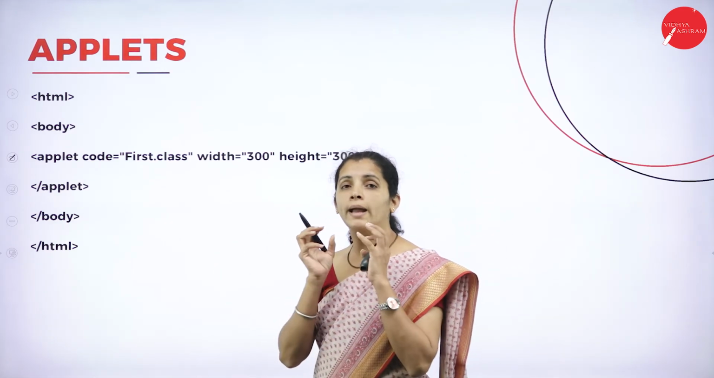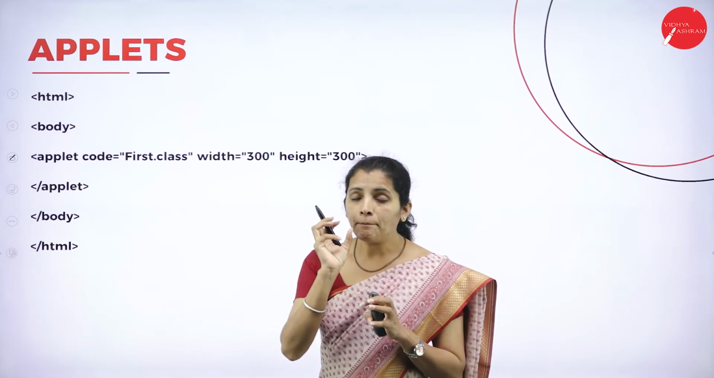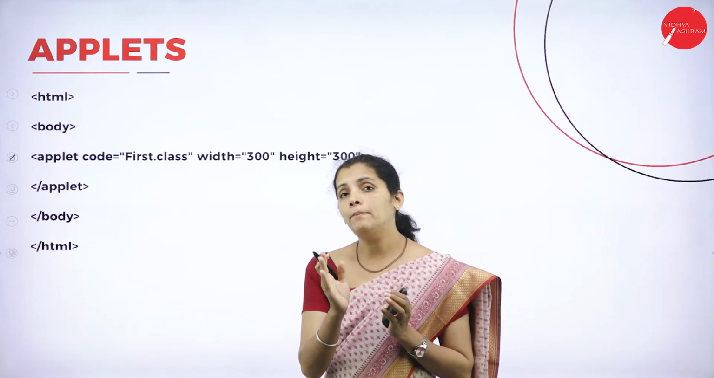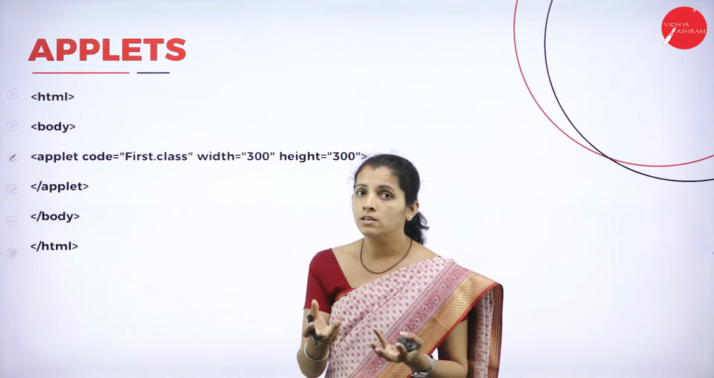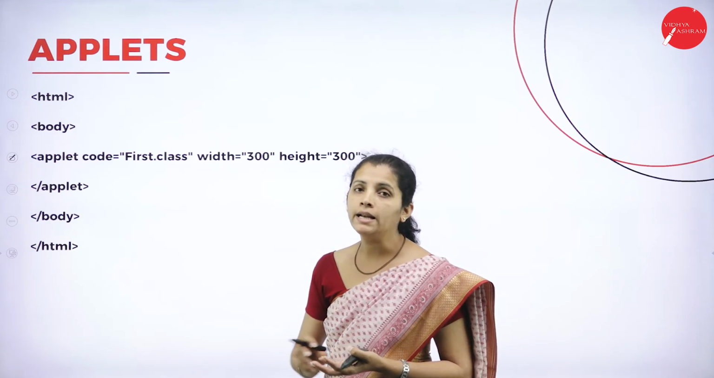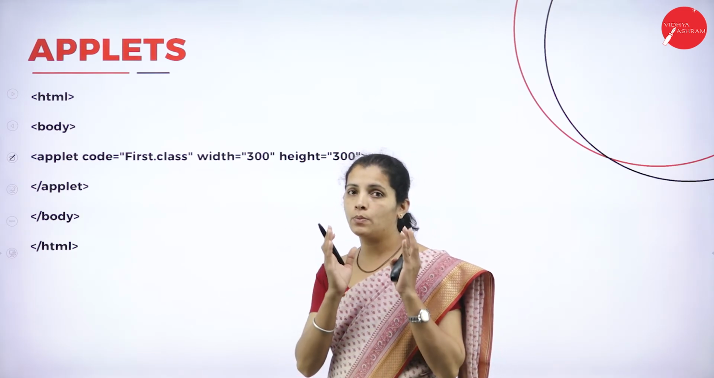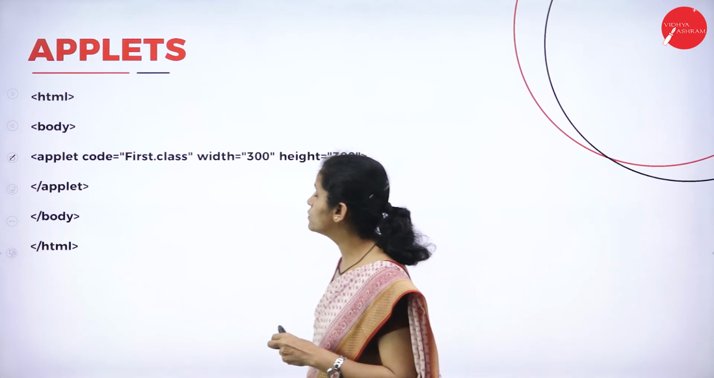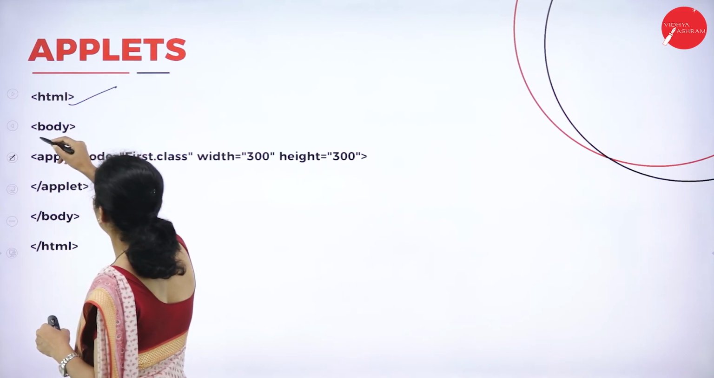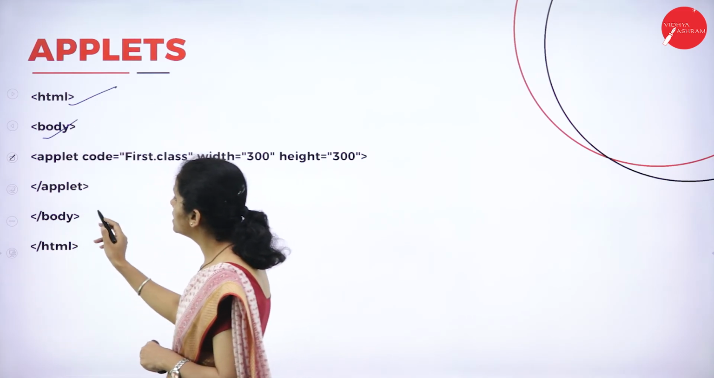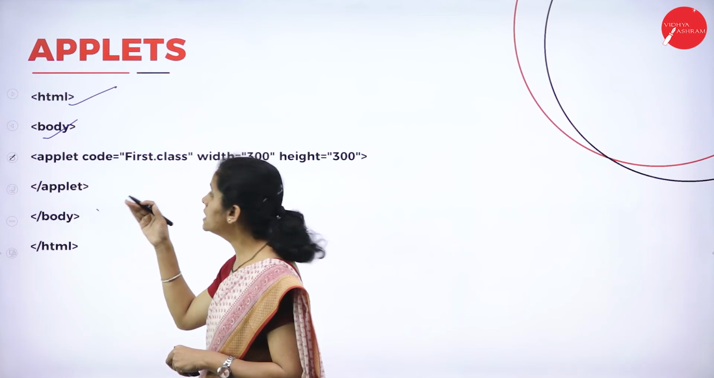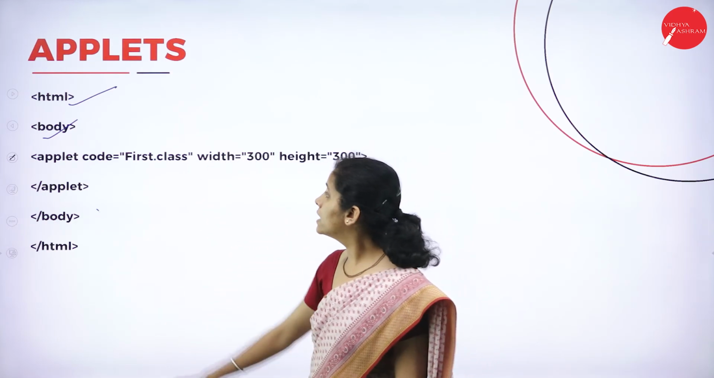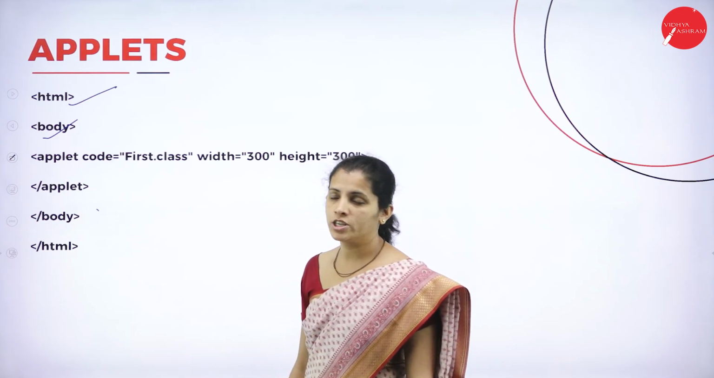Now I'm going to write the HTML part. That means I'm going to embed my applet program in my web page. To run applets, I require a web page, where I'm going to place the applet. When it is a web page, I want to make use of HTML tags. So I'm going to start from html and body. These are the HTML basic tags, and I'm going to place the applet tag in my body section.